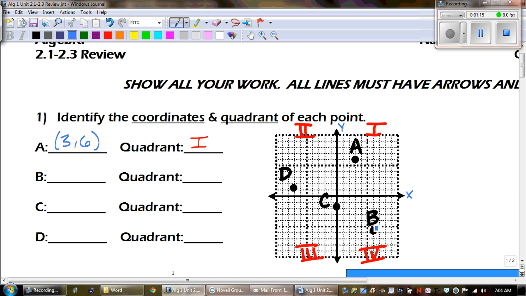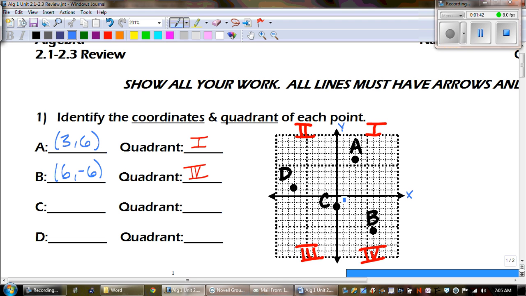Okay, for B, once again, we have to go to the right. I'm going to jump to 5, 6, and then we go down 5, 6. So 6 to the right is positive, and then 6 down is negative. And that's in quadrant 4. Okay, what's next?